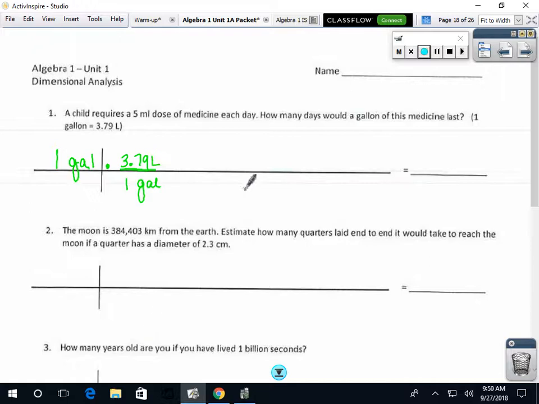Okay, so we still haven't got to where we want to because the child's dosage is in milliliters. So we need to take this gallon from liters to milliliters. So this is where you kind of got to think on your own. We're in liters. We want it in milliliters. So what could we do? Don't you kind of have to know how much a liter is in milliliters?